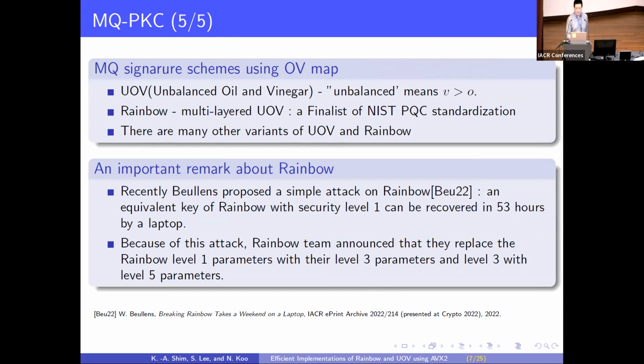Recently, Beullens proposed a simple attack on Rainbow so that an equivalent key of Rainbow with security level 1 can be recovered in 53 hours on a laptop. Because of this attack, the Rainbow team announced that they replaced the security level 1 parameters with security level 3 parameters and security level 3 parameters with security level 5 parameters.